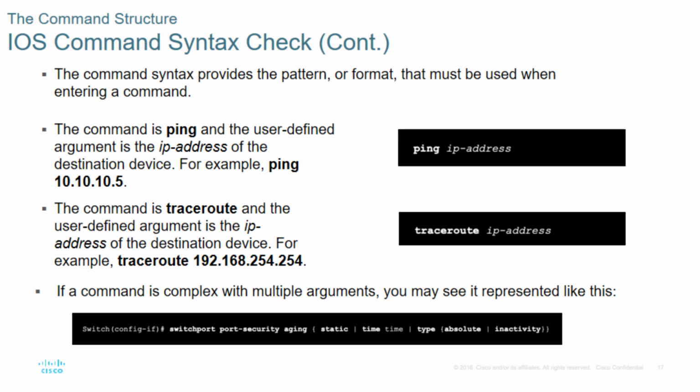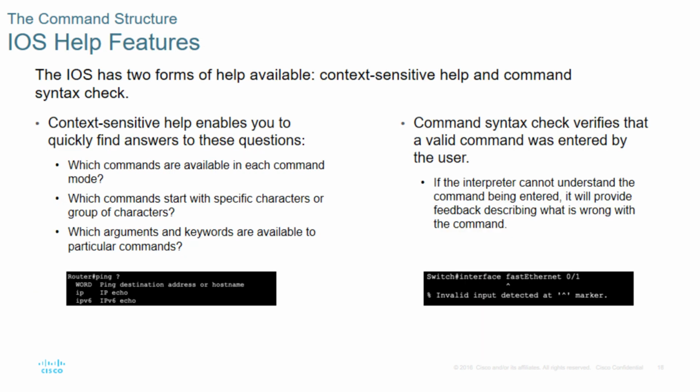The command will typically be followed with a detailed description of the command and each argument. And the Cisco IOS command reference is the ultimate source of information for particular IOS commands. Now, IOS help feature. The IOS has two forms of help available: context sensitive help and command syntax check, right?